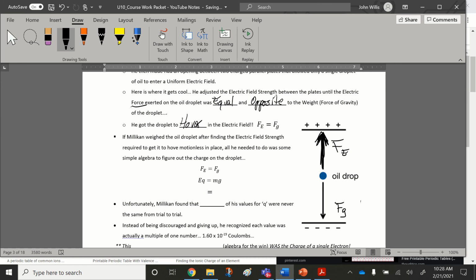He did this several times, and by combining the two equations, he was able to figure out the equation just by dividing by E, right? On this side, you divide by E to get it out of there. You divide by E on this side. When doing so, you had the weight of the object divided by the electrical field strength. That was the calculation he did, and this is an equation we'll use. His goal was to try and find the charge of a single electron.